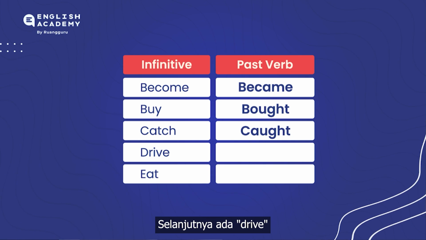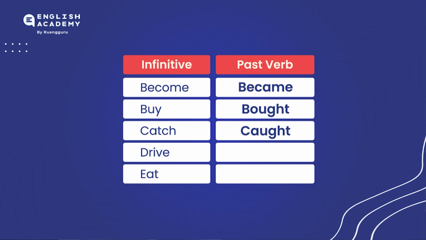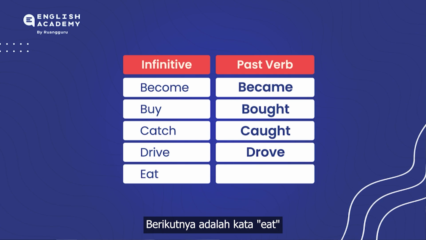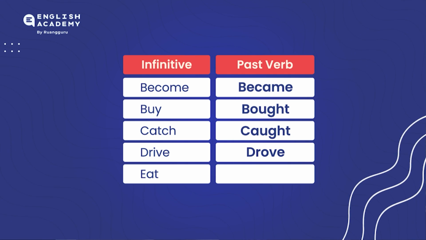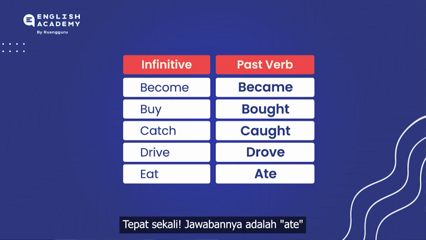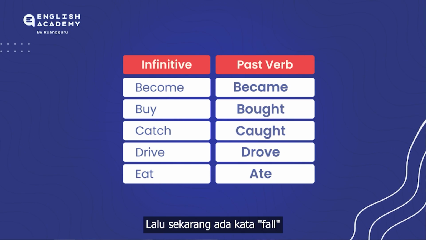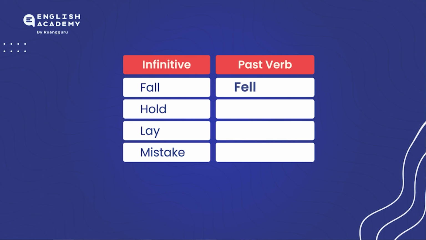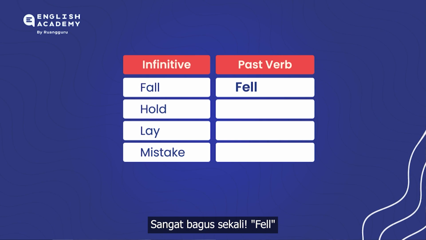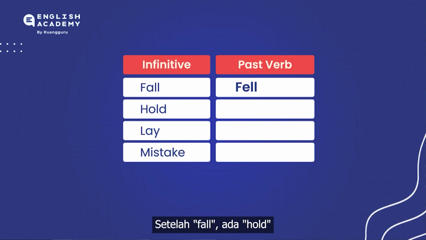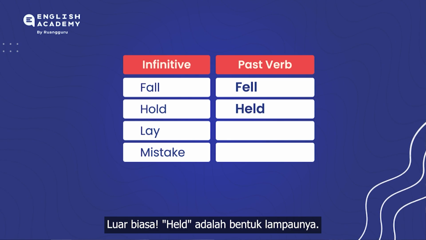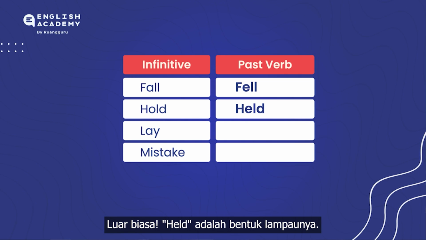Then we have drive. Very good. Drove is the correct past form. Next is eat. Excellent, it is ate. Then we have fall. Very, very good. Fell. After fall is hold. Fantastic. Held is the past form.